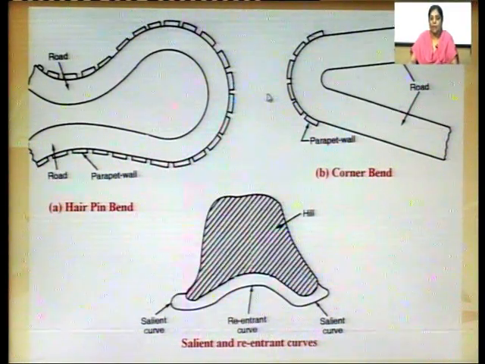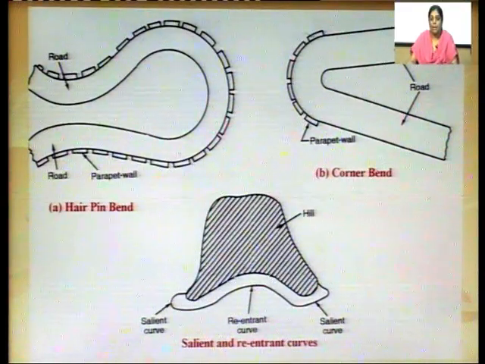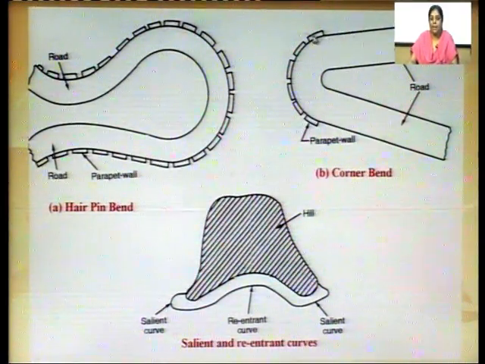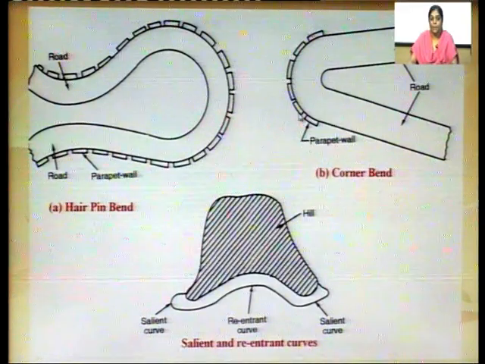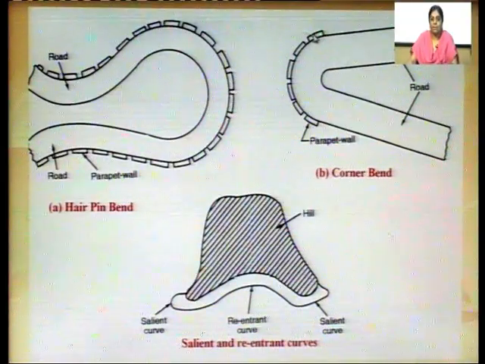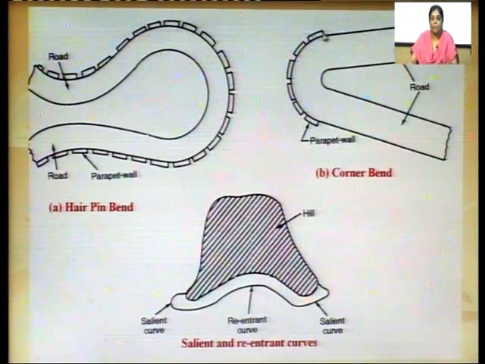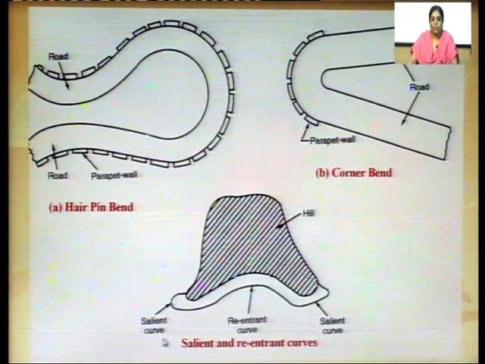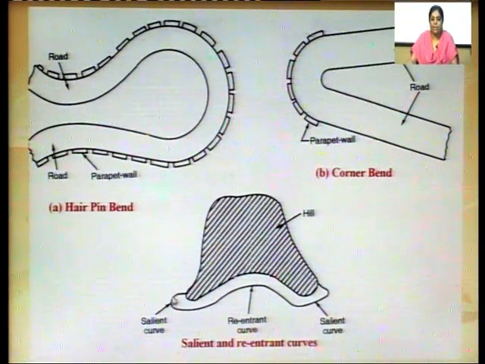Then this is the corner bend. At a corner bend, you will negotiate the curve like this if you are going uphill. Then again, this is the parapet wall. At the most difficult part of the bend, there is a parapet wall which will save the vehicle from falling down.